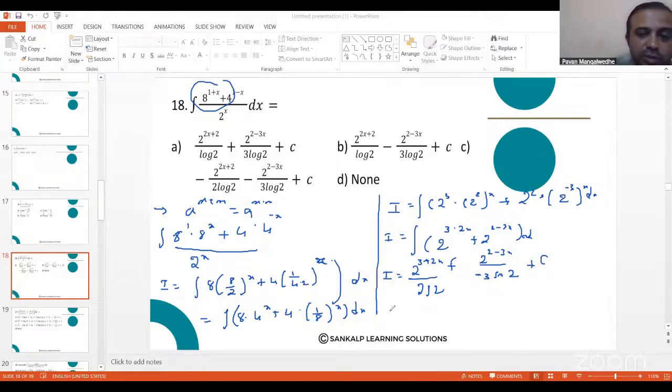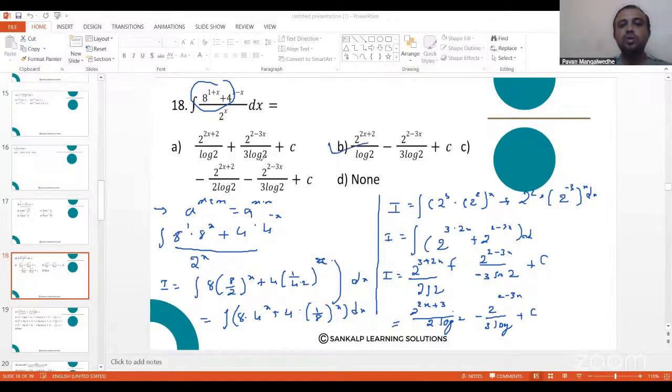Rearranging the given options, we will come to know this. What is that? Rearranging the integration: that is 2 raised to 2x plus 3, instead of 3 plus 2x, I wrote 2 raised to 2x plus 3 by 2 into integration of 2, which is log of 2, minus 2 raised to 2 minus 3x by 3 log 2, plus c. So option B is the correct answer.